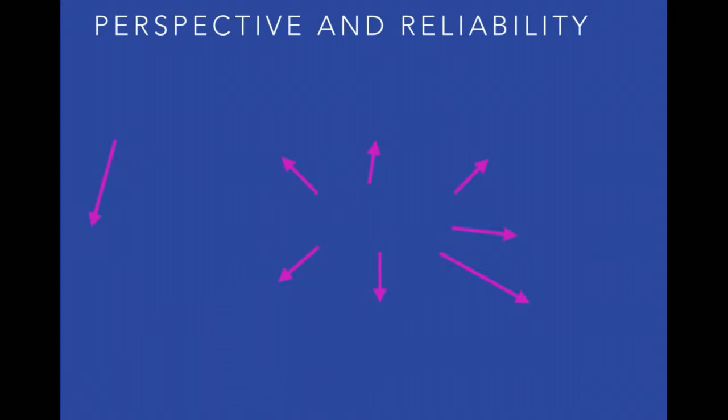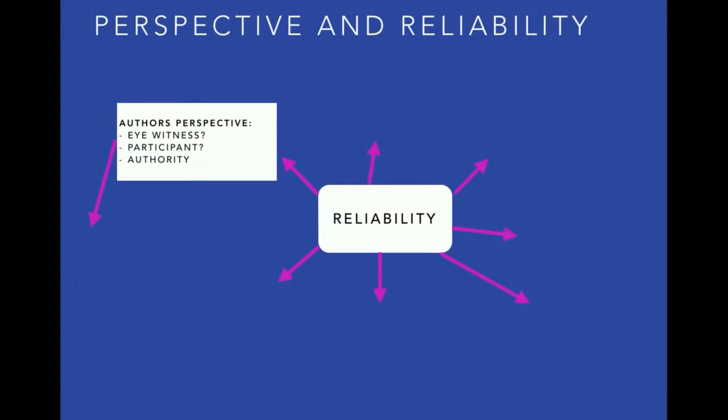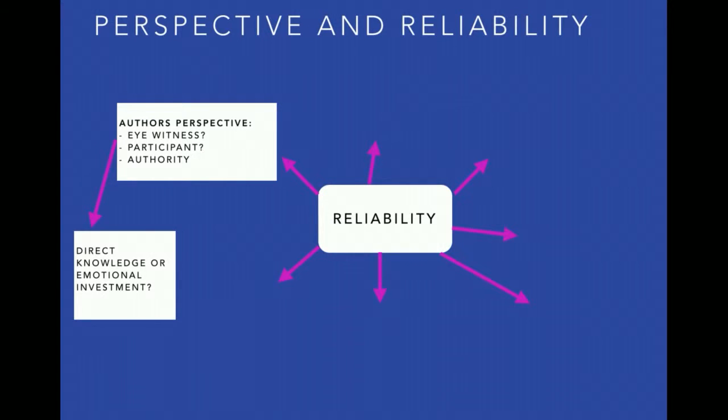To assess the reliability of a source, you need to consider the author's perspective and a few other things as well. Is the author of the source an eyewitness to the events being discussed? Is he or she a participant? Is he or she an authority? Then you would need to consider whether being an eyewitness would add to the source's reliability because the author has direct knowledge of events, or would it be unreliable due to the author's possible emotional involvement in the events.